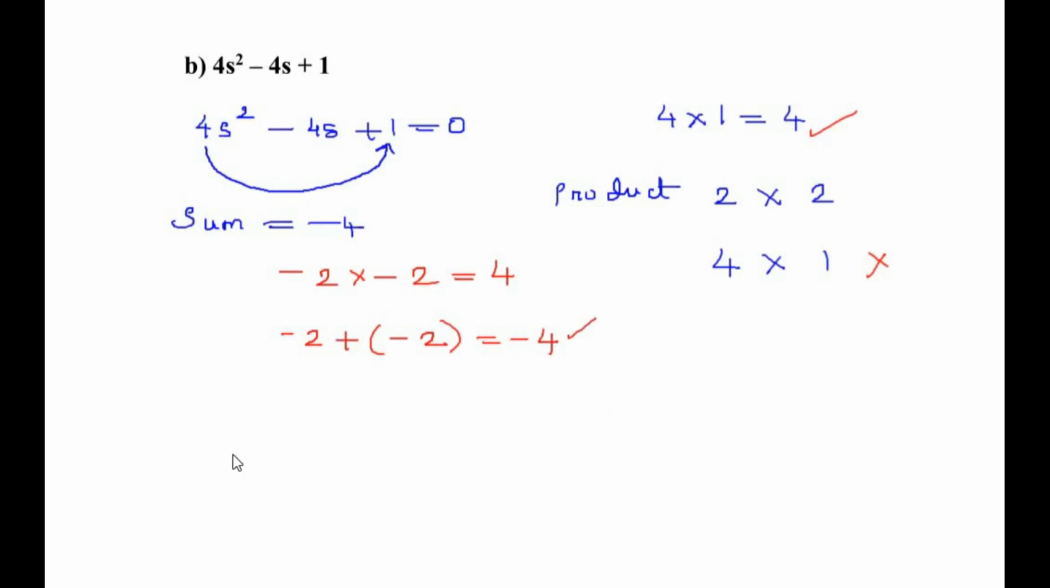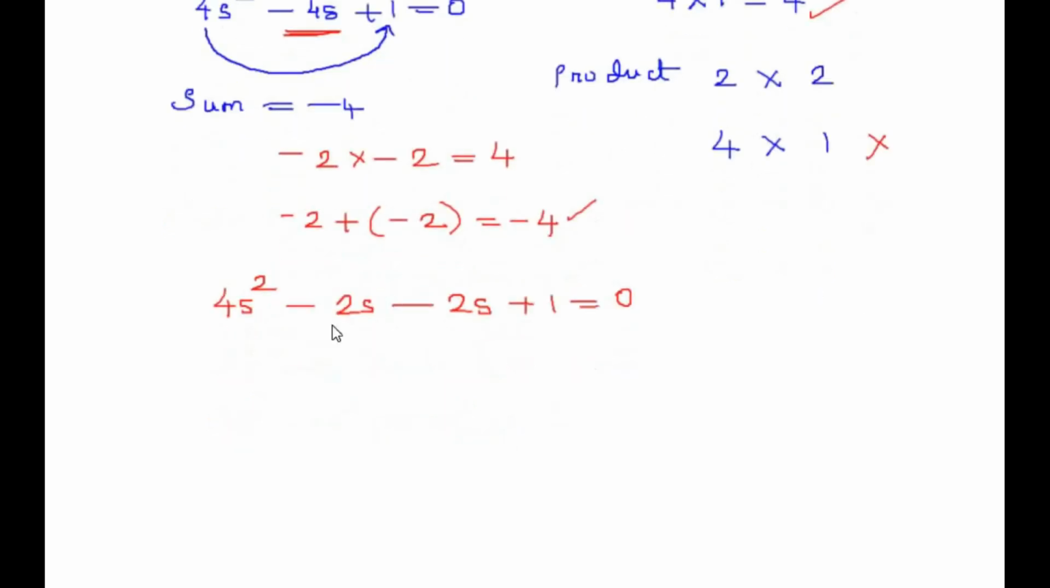So let us split this number now. We have 4s square, and splitting the middle term as -2s, -2s, plus 1 equals 0. Now again factorizing it, we are going to group them as first 2 and last 2, and here we have to take out the common terms. So we have 2s as a common number, and in the bracket we have 2s which remains, minus, here 1 remains since 2s is taken out common.